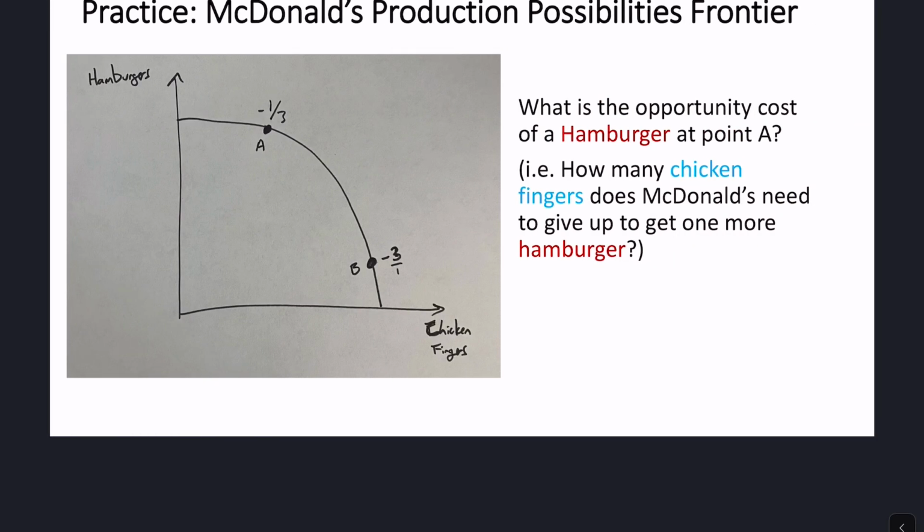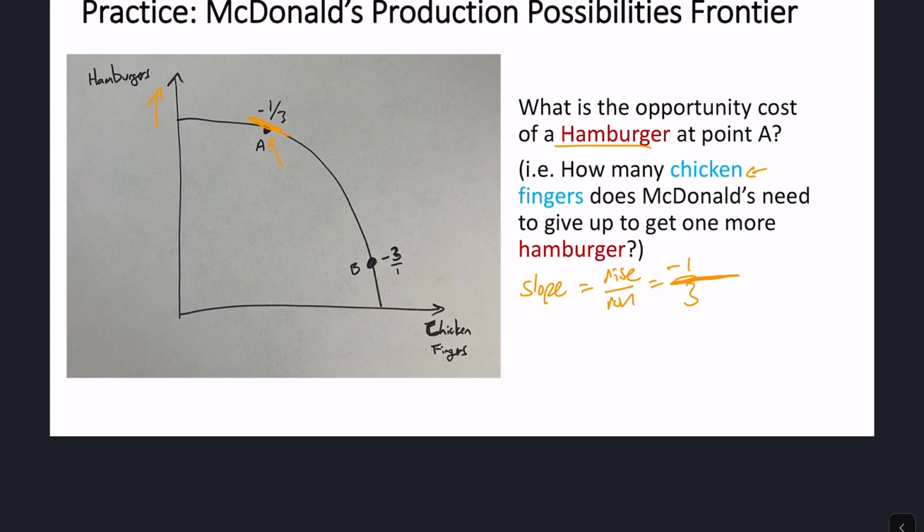Now we could go in the opposite direction. And so now I want to ask you, what is the opportunity cost of a hamburger? So same graph. I'm also changing the point. So I could ask you also at this point A. Okay. Now the opportunity cost of a hamburger is how many chicken fingers does McDonald's need to give up to get one more hamburger? And so we're going to go up in this direction here. Our slope is -1/3. However, we want to know the opportunity cost of the hamburger. And so we have slope equals rise over run. The slope then is -1/3 at point A.